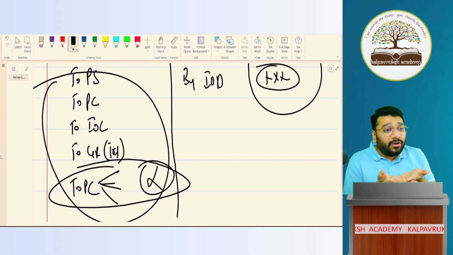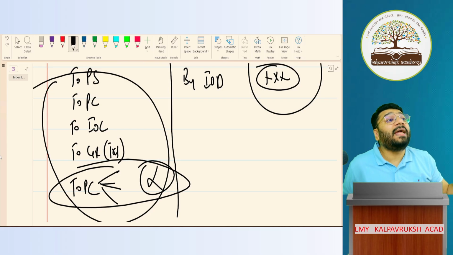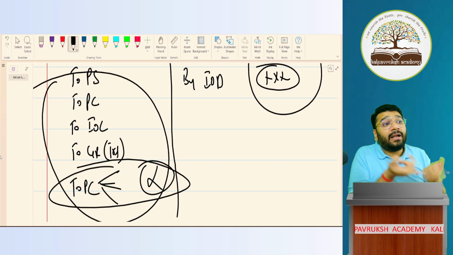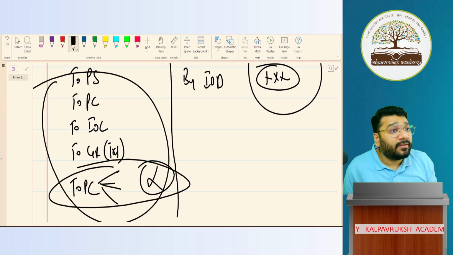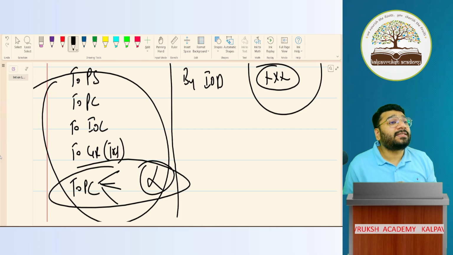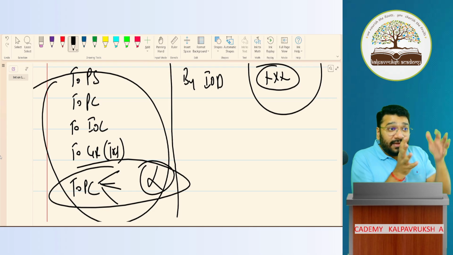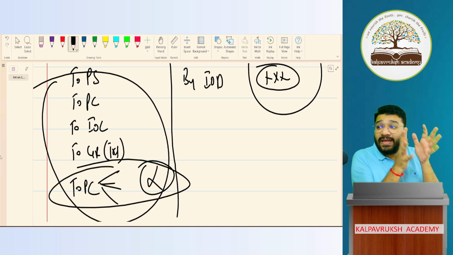From an examination point of view, a minimum of 6 to 10 marks will come from this chapter alone. Total partnership, what is the weightage? 36. The fundamentals alone will come for 6 to 10 marks. So this is very, very important.